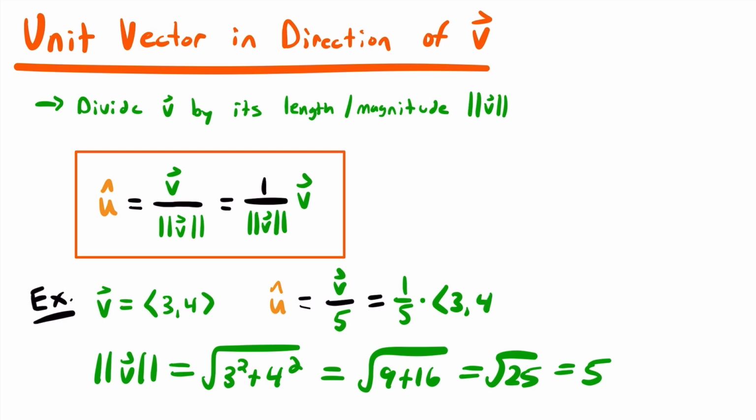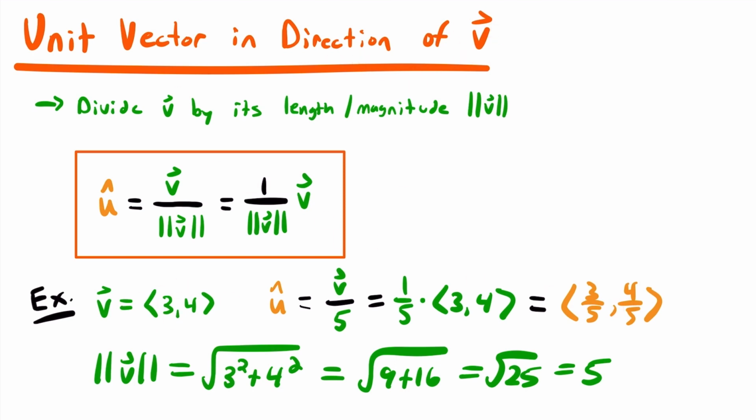We'll have 3, 4. Now if we perform this scalar multiplication, we'll multiply 1/5 by each of these components. 1/5 times 3 is 3/5. 1/5 times 4 is 4/5. So the resulting unit vector will be 3/5, 4/5. This will be the unit vector in the same direction of vector v that we started with.